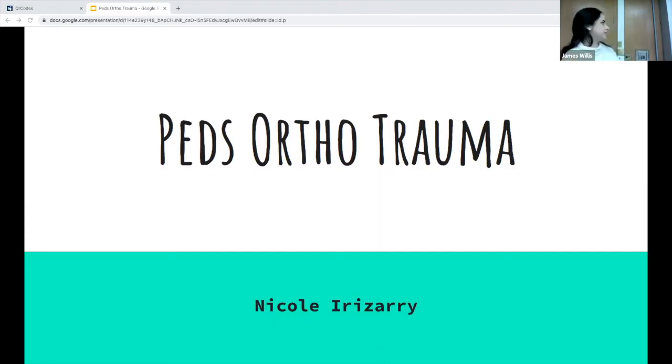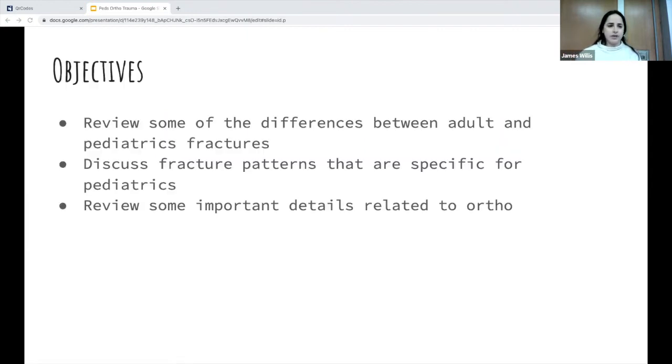Everyone. So yes, we're gonna do pediatric ortho today. Our objectives are just to review some of the differences between adult and pediatric fractures, discuss some of the fracture patterns that are specific for pediatric patients, and then review some important details related to ortho, which is gonna be helpful for both pediatric and adult patients.